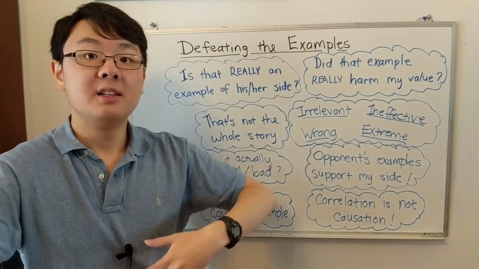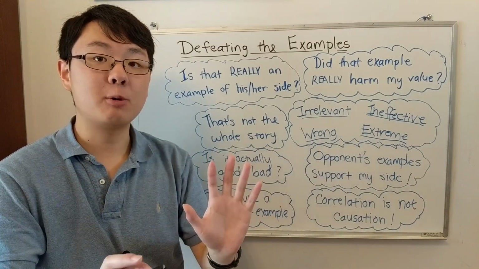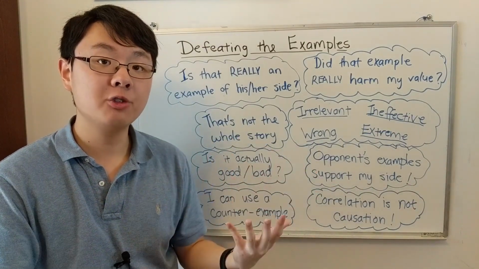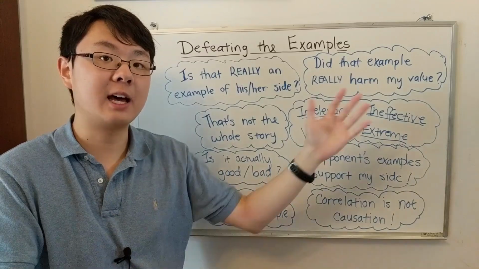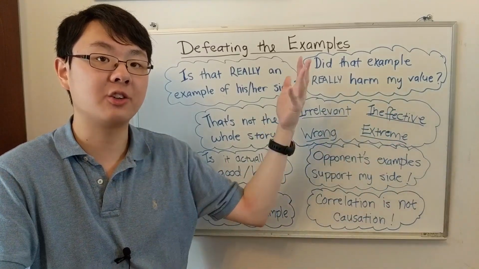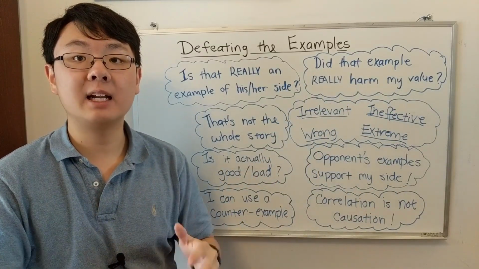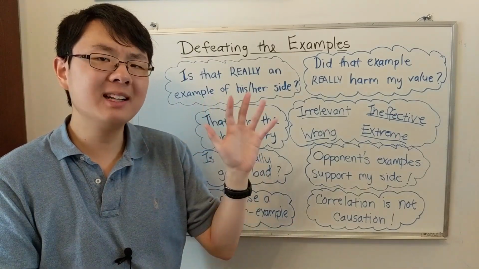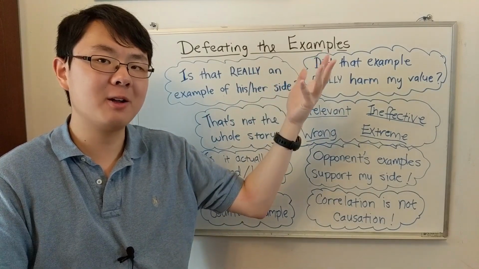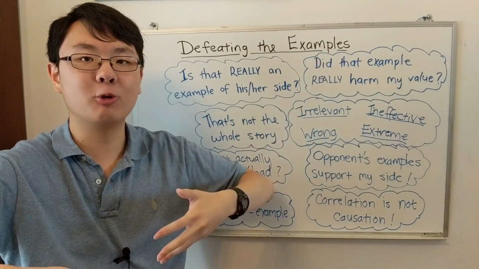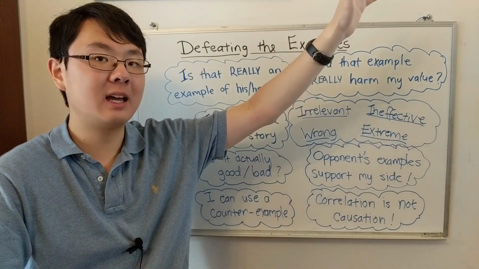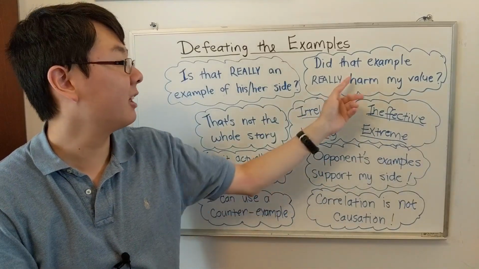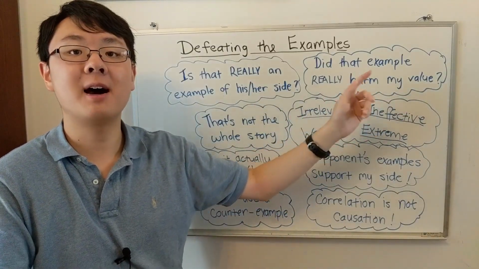Another thing you can ask, if it's an example related to the values and not so much the sides, because the last one was more for examples relating to the sides: did this example really lead to or harm their value like the opponent said it did? Did that example really uphold that value or really harm that value? Did that example really harm my value?